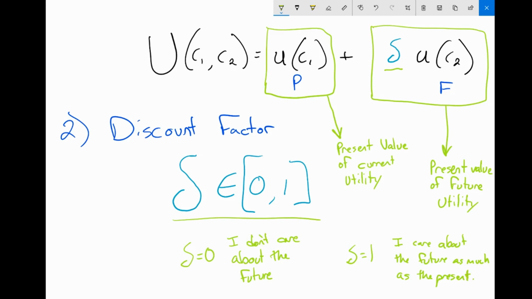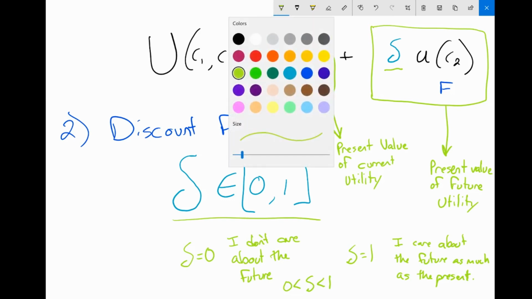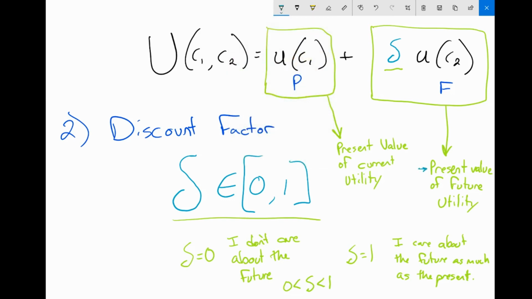So if delta equals 0, that means I don't care about the future. If delta equals 1, I care about the future as much as the present. And if it's anywhere in between, so if delta is greater than 0 and less than 1, that means that I care about the future less. I put less weight on the future than I do the present. I put less weight on future utility than I do on the present. That means my present value, today, how much weight I put on my future utility is smaller than the amount of weight that I put on my present utility.